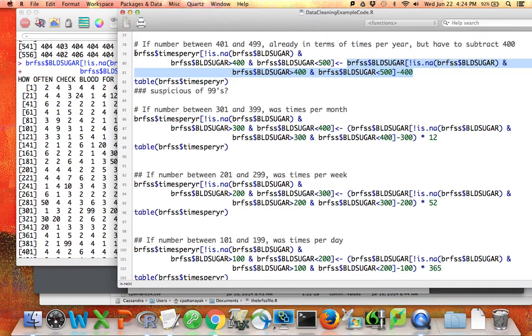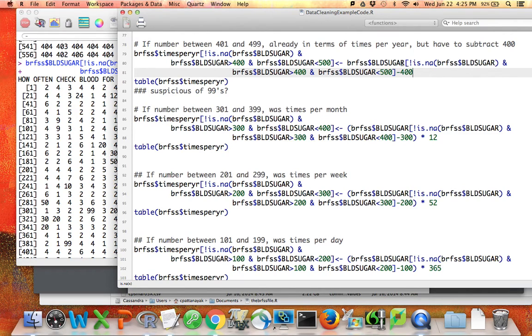And I want to use these values to fill in the corresponding values in my new variable. So here's my new variable, BRFSS times per year. And what this says is my new times per year variable where blood sugar is not NA and blood sugar is bigger than 400 and blood sugar is less than 500 should be set equal to the blood sugar variable where blood sugar is not NA and blood sugar is bigger than 400 and blood sugar is less than 500, but subtract 400 from that.